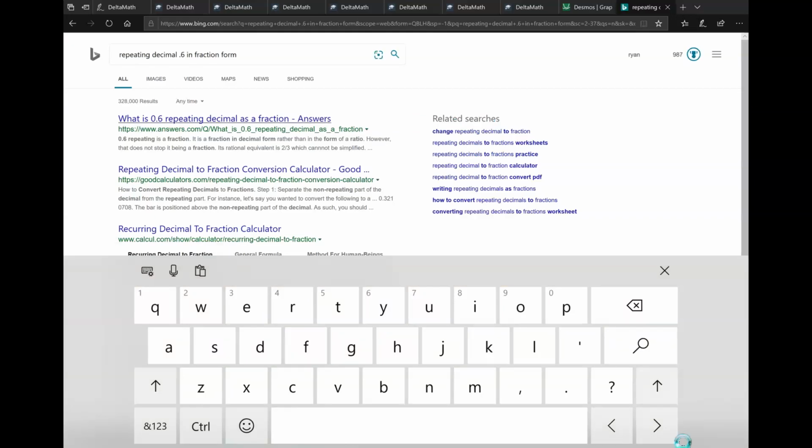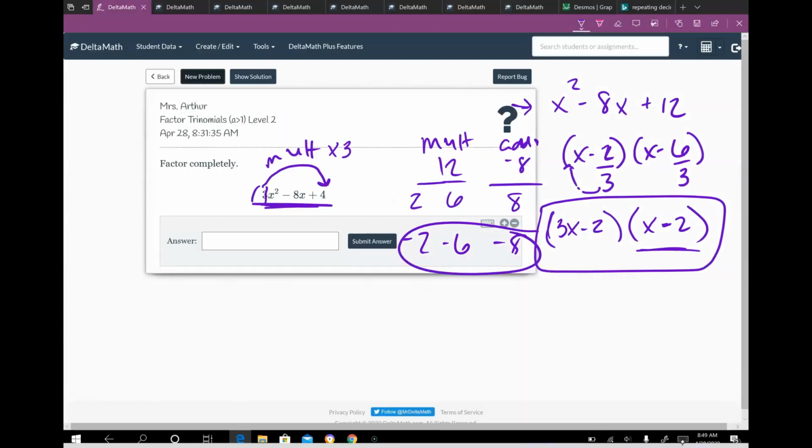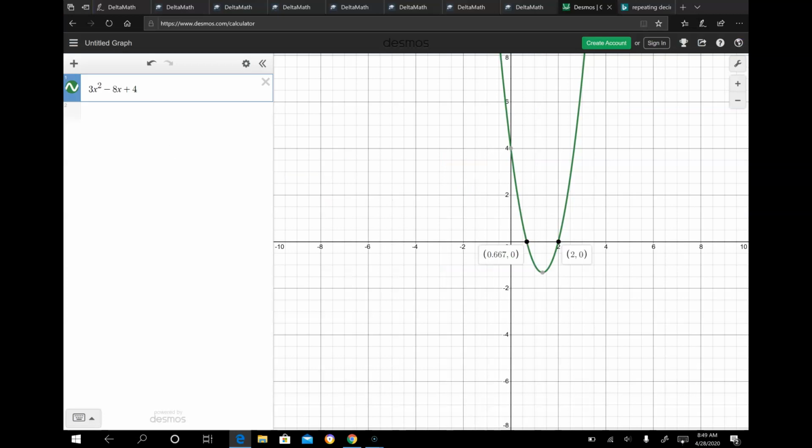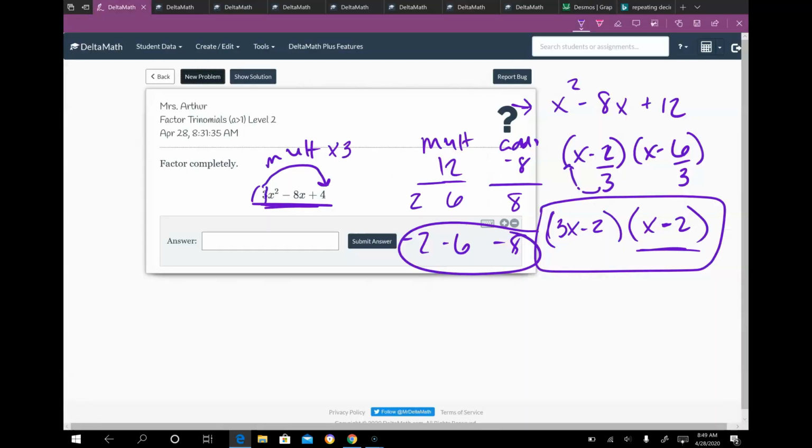See right there how it says it's 2/3? So, okay, it was a positive right there, so it's going to be negative. So it's going to be x minus 2/3. So on the graph, I had 0.667, which is 2/3, which in factor form would be x minus 2/3. So the graph just gives you this point right here.